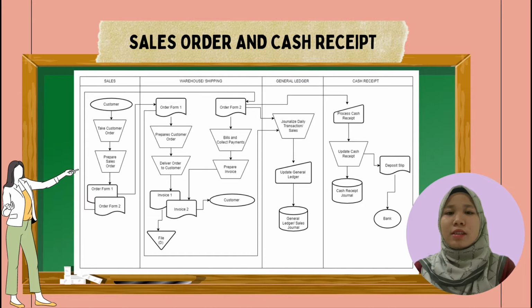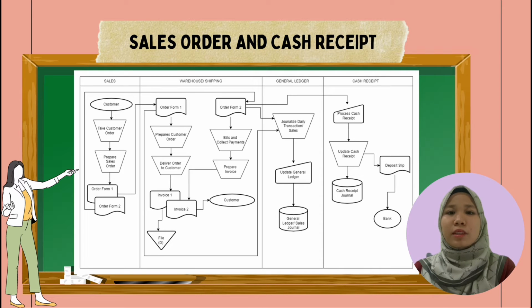After preparing the sales order, the warehouse department will make order form 1 and order form 2, which is one for record to the file and one more for the customer. Then the order will be delivered to the customer. Next, order form 1 will be generalized to daily transaction and then update the general ledger and sales journal. The warehouse and shipping department also make an invoice for the transaction to the file, which is stored by date.